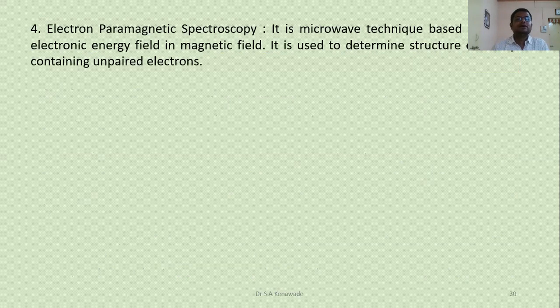Next one is electron paramagnetic spectroscopy. It is a microwave technique based on splitting of electronic energy levels in a magnetic field. It is used to determine the structure of samples containing unpaired electrons. If we have to find out the unpaired electron in an unknown sample, then we can use this spectroscopy.